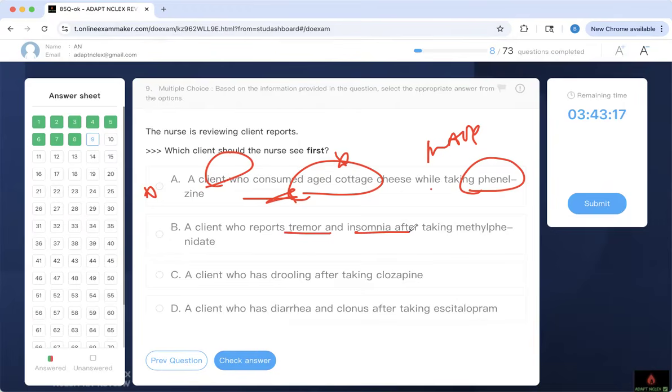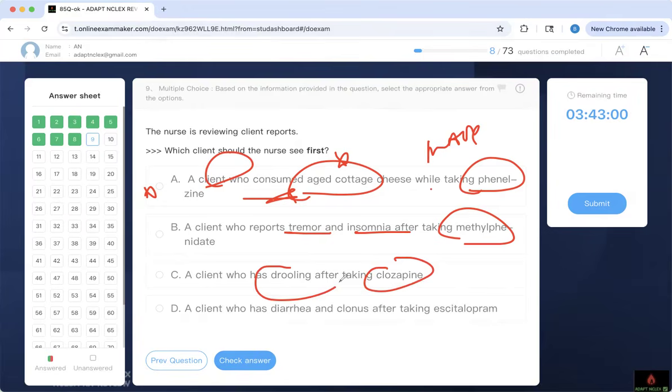Client reports tremor, insomnia after taking methylphenidate. It's a stimulant. If I give you a stimulant, your heart rate goes up, you have tremor, you can't sleep. Patient is having symptoms, but it's an expected finding. If I give you clozapine, it causes hypersecretion.